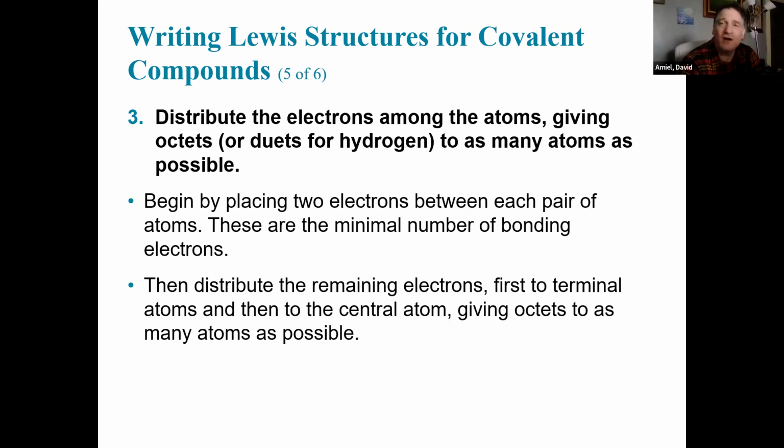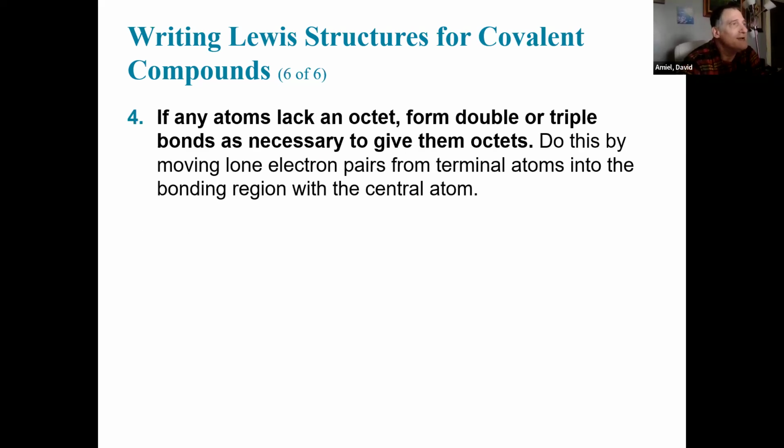Distribute the electrons, giving octets and duets as quickly as possible, and distribute all atoms to give the central atom an octet and octets to all the atoms when possible. If atoms lack an octet, form doublets or triplets, and do this by stealing one of the lone pairs and transferring it to the bonding region, as we saw with oxygen and nitrogen.